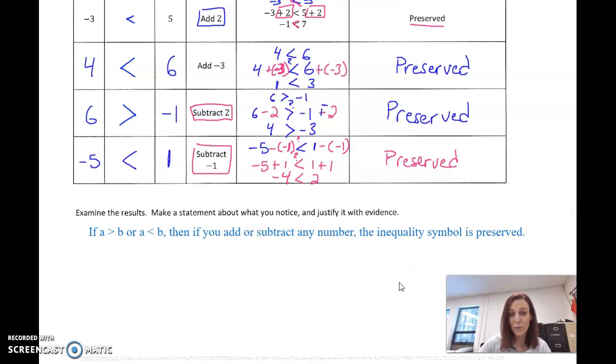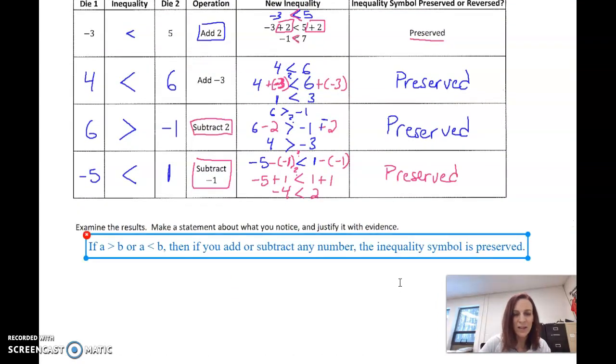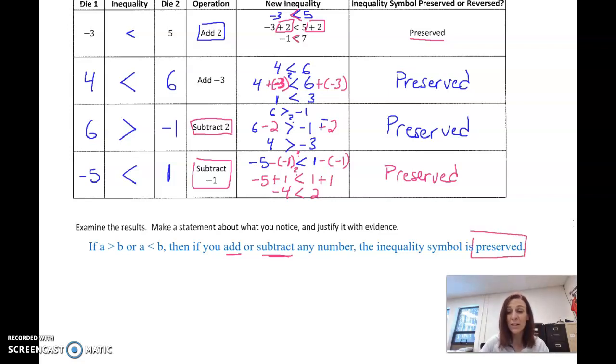Here, A was greater than B. This A and B are the two dice, right? The two dice I threw? Okay, so it doesn't matter if A is greater than B or A is less than B. If you add or subtract any number, the inequality symbol is preserved. Okay, the inequality didn't change.